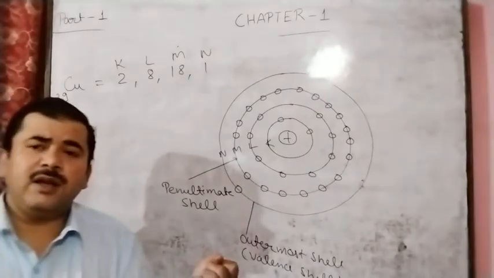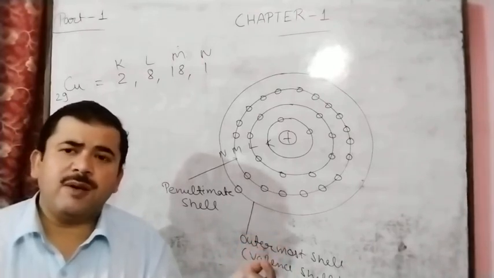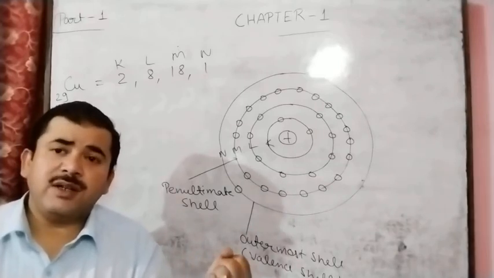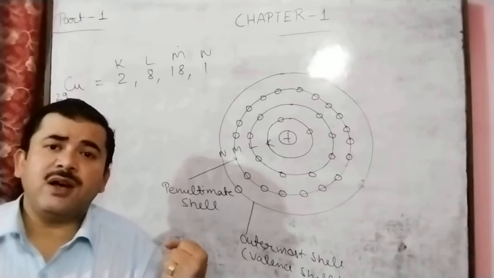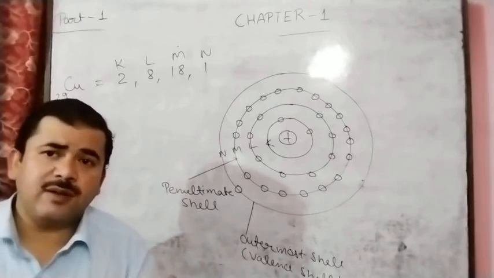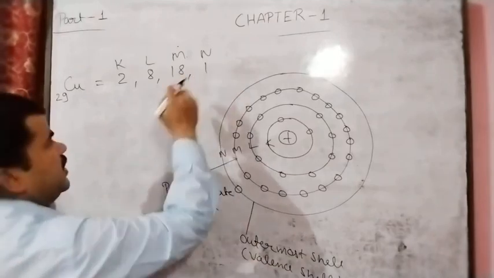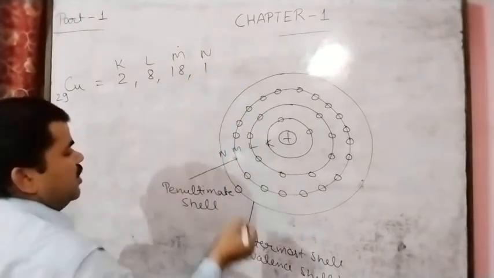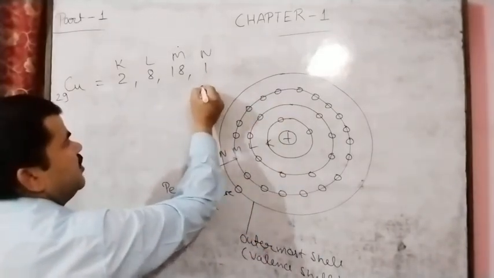If 5 electrons are present in the outermost shell, the atom gains 3 electrons; if 6, it gains 2; if 7, it gains 1. So here, 1 electron is present in the outermost shell, and the valence shell loses 1 electron, so the valency will be +1.